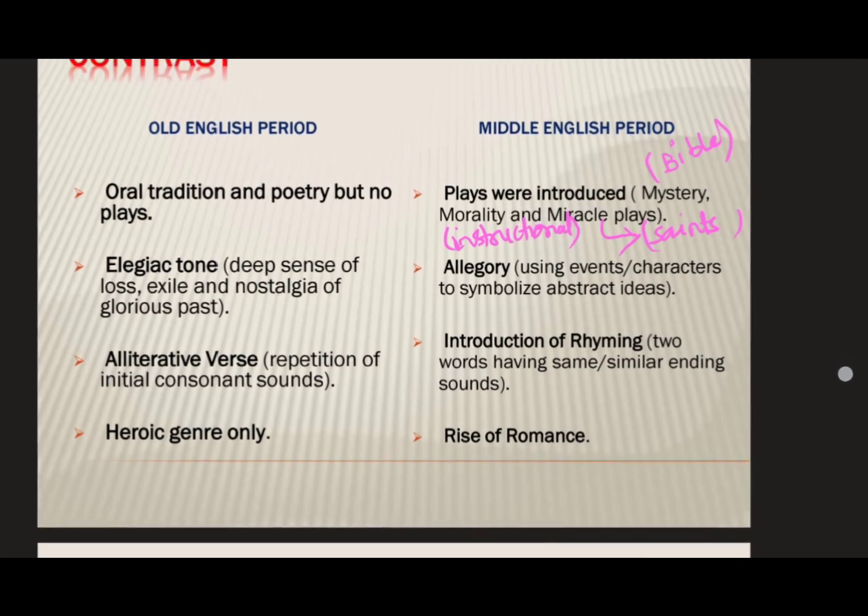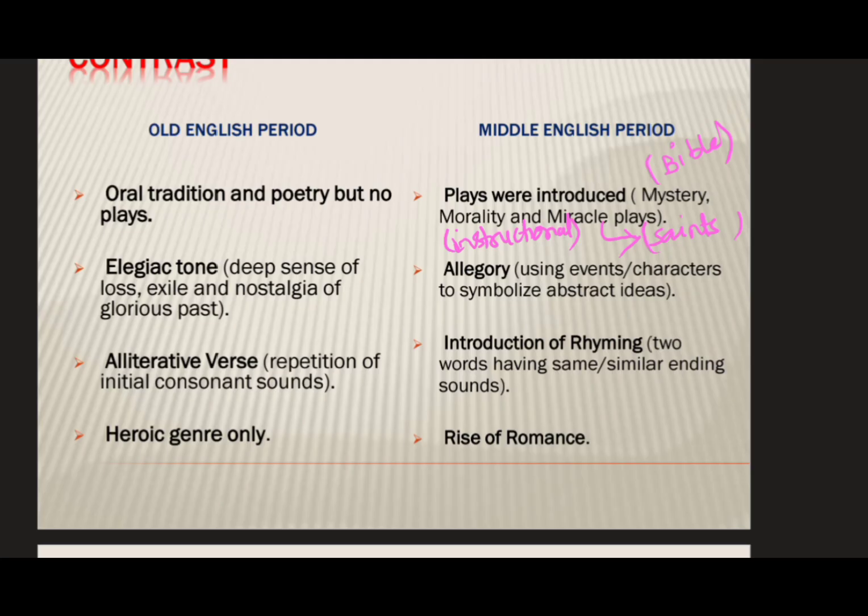Next is Old English period used alliterative words. What is an alliteration? It's a repetition of initial consonant sounds. So Old English period writers used alliteration often in their poetry. But in the Middle English period, the introduction of rhyming was seen. What is a rhyme? Two words having same or similar ending sounds is called a rhyme. So the introduction of rhyming was seen in the Middle English period.